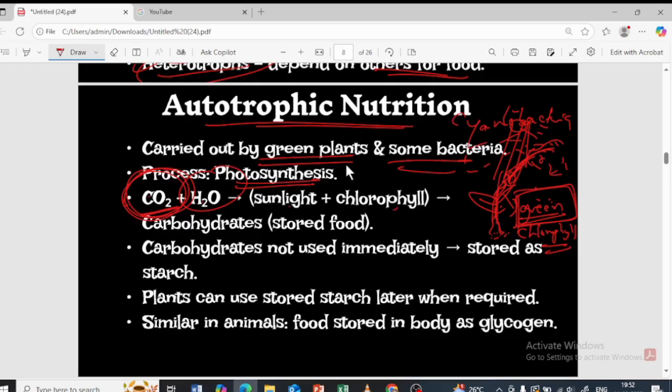By using all of these raw materials, it will prepare its own food, that is carbohydrates. Okay, they are going to prepare it. Then they will use it for their own purpose, but they will not use it immediately. Rather than that, they will store it in the form of starch. The plants store the food in the form of starch and later use it whenever it is required, whereas animals again store the food in the body as glycogen. Remember glycogen; here it is in the form of starch.